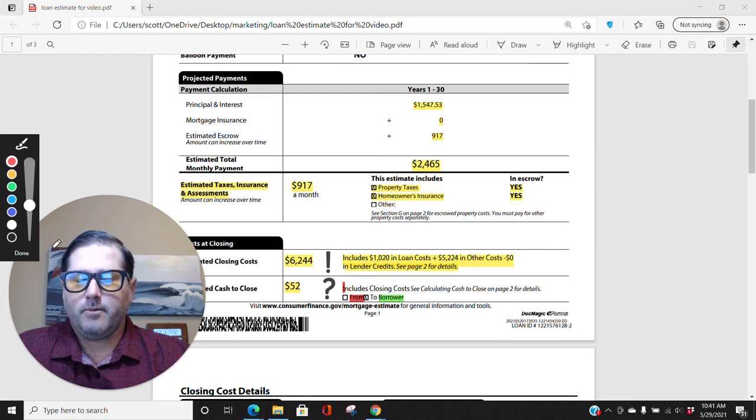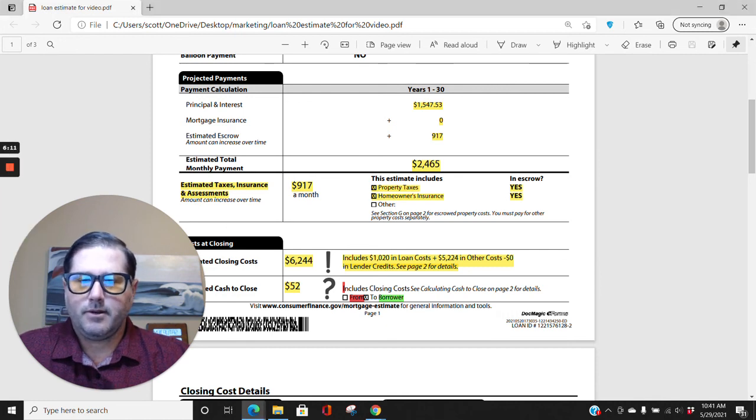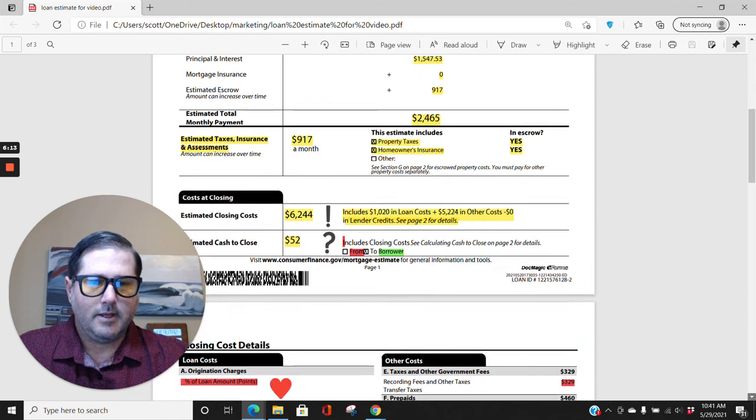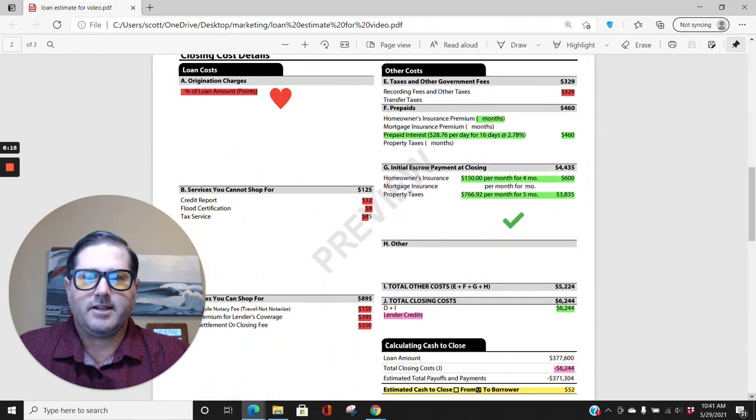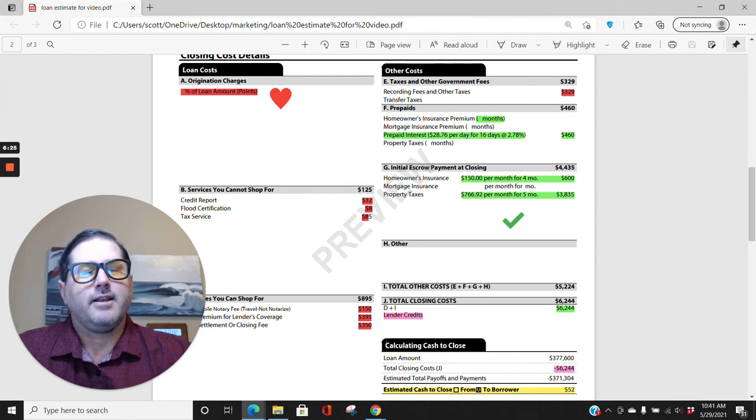So let's go move to the next page. Moving on to page 2 here. Closing cost details. This is probably the most important page on the loan estimate because I like seeing everything itemized. If you're like me, you want to fully understand what you are signing for.